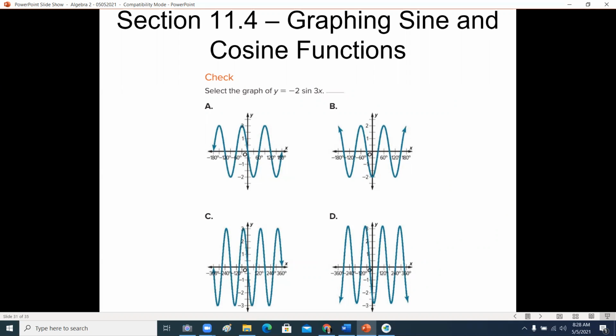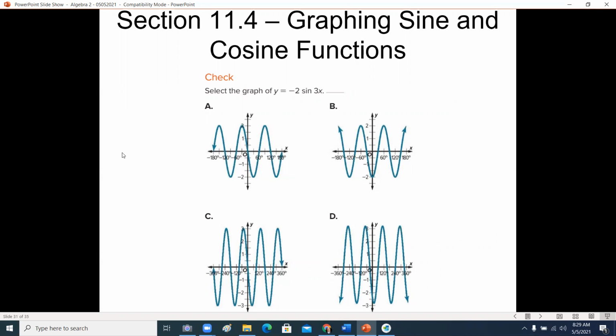So I'm going to start looking for a graph of sine kind of upside down. Sine starts at 0, correct? Which of these starts at 0? A does, right? Does B start at 0? No, I can cross that out. Does C start at 0? Yeah. Does D? No. So right off the bat, I know it's either going to be A or C.